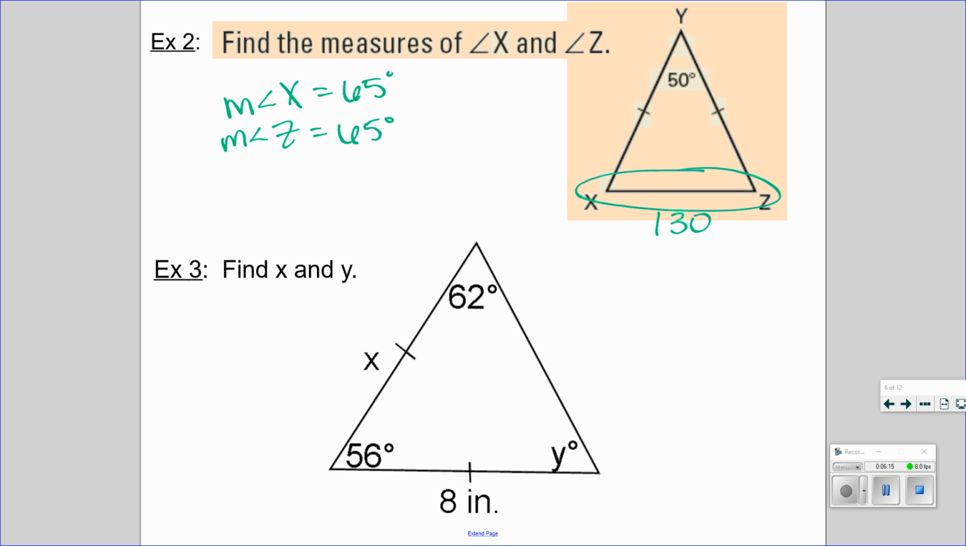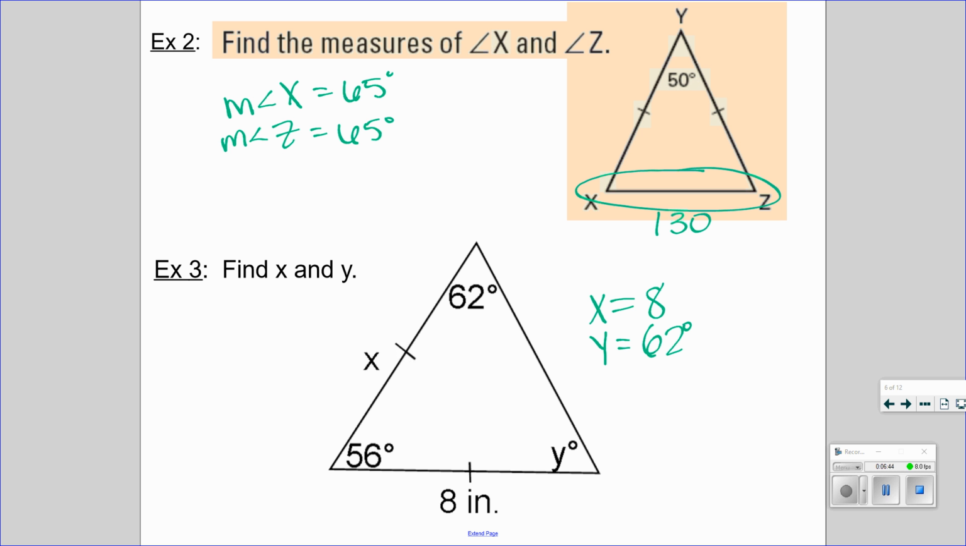What about the second one? X is 8. Yep, x is 8 because it has the markings on the other side. But y? 62. 62, correct. Because 56 would have been our vertex angle. That's something to just keep in mind, the vertex angle isn't always the top when you have a triangle.